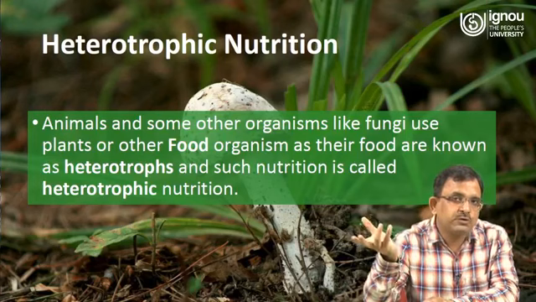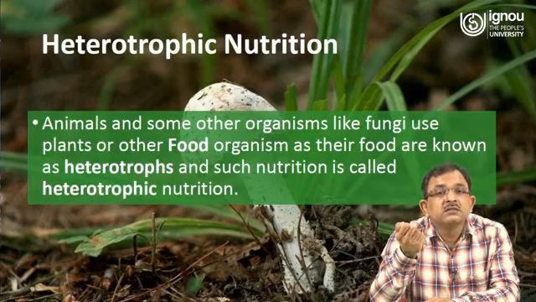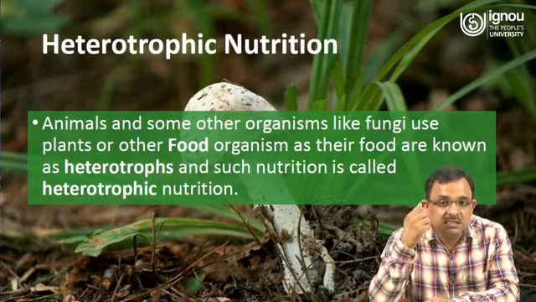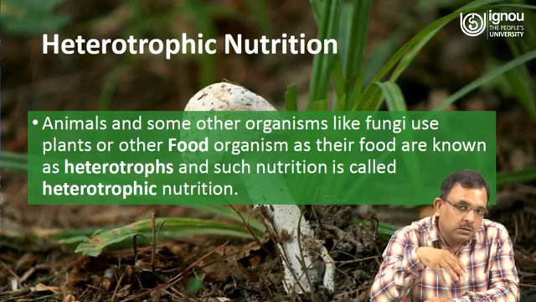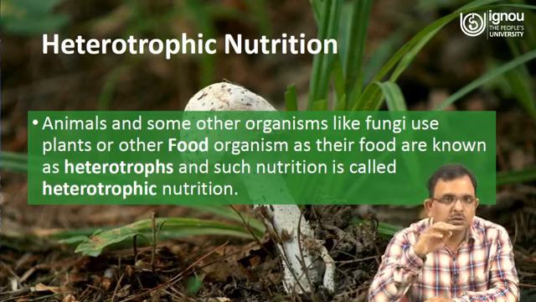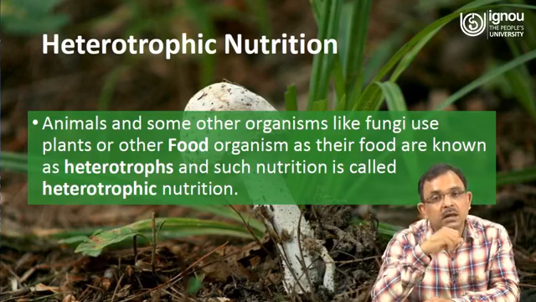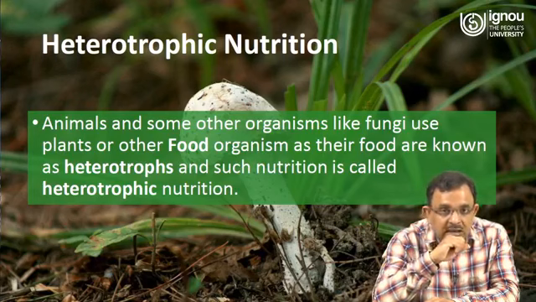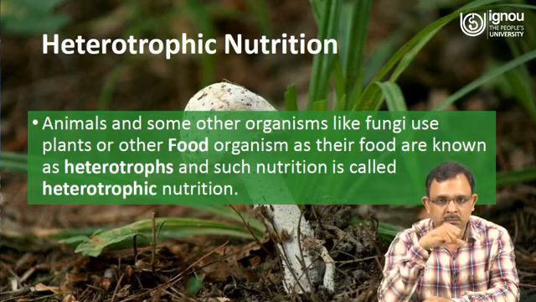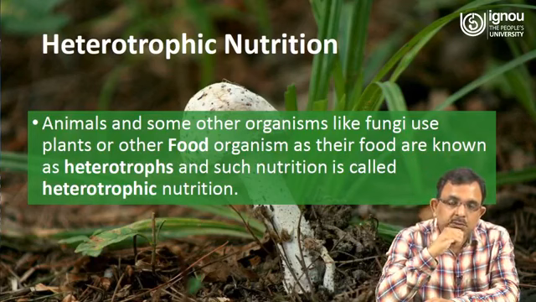Then when you talk about heterotrophic nutrition, generally we say that animals and some other organisms like fungi use plants and other organisms as their food. So they are known as heterotrophs, and such nutrition is called heterotrophic nutrition. So they do not make their own food. They use the food developed by other organisms, like fungi grow on a plant. So fungi is a heterotrophic nutrition example.